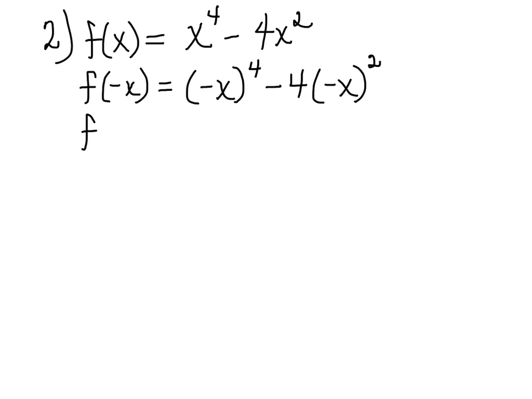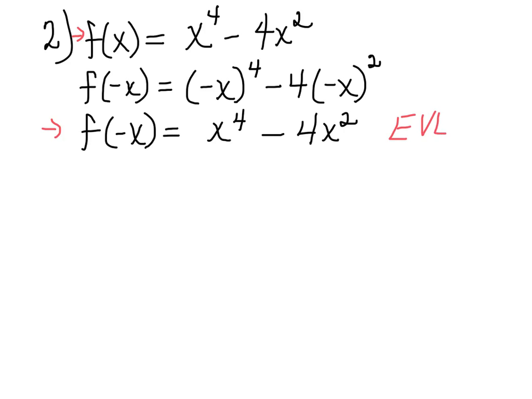All right, so when we simplify this, we have f of negative x is equal to x to the fourth minus 4x squared. Now, when we look at this, we see that f of negative x is the same as f of x. So that means this function is even. And we can stop right there. And this is, again, even because f of negative x is equal to f of x. So that's why this function is even. All right, one more.